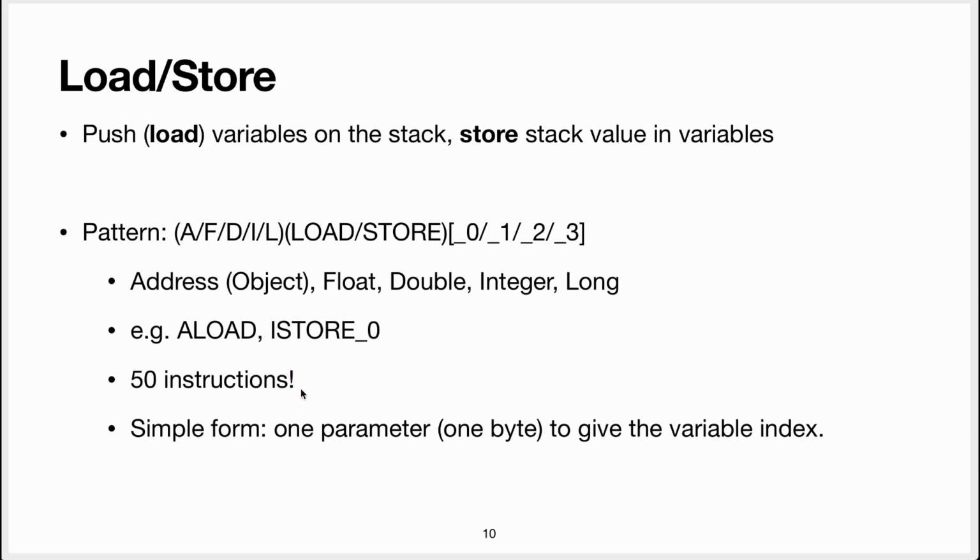So when you take into account all the variants, there are 50 instructions because there are 5 types here, times 2 variants here, times 4, plus 1 for the one where you have to specify the variable number in the operand. So that's 5. So 5 times 2 times 5, that's 50. Alright, so that's load and store to transfer between variables and the stack.